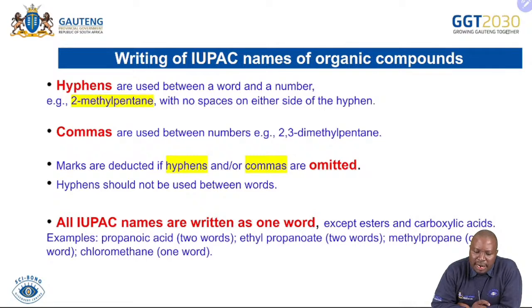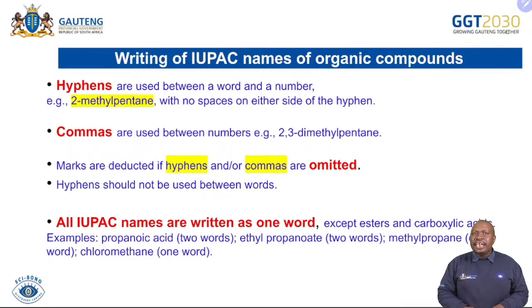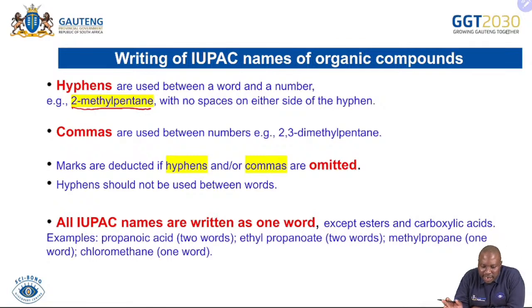We are now looking at the writing of IUPAC names of organic compounds. These are the most important things that you must not forget when you are writing the names of organic compounds. Hyphens are used between a word and a number. For example, we have 2-methyl pentane. Methyl pentane is a word, 2 is a number, so there must be a hyphen between them. Don't forget that. If when you are writing the exam you don't write that hyphen, we are taking that 1 mark away. Just imagine losing a mark because you didn't write a hyphen. I'm pleading with you, write those. If there is a number and a word, ensure that there is a hyphen in between.